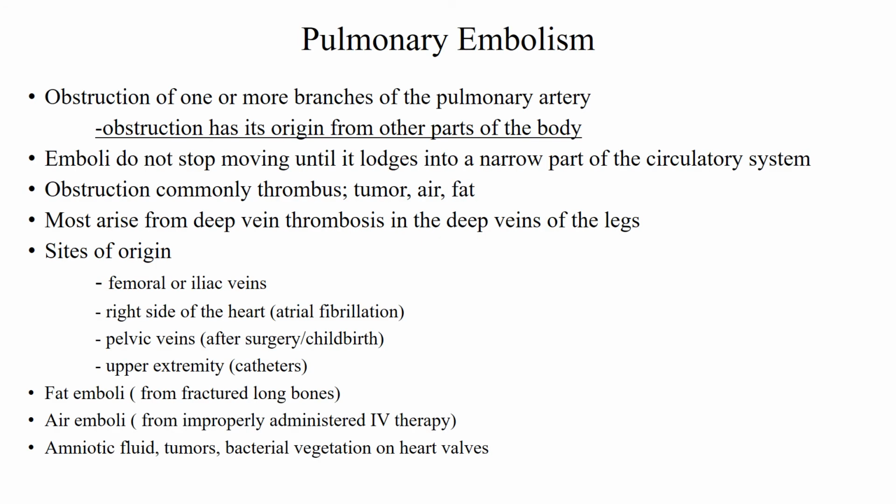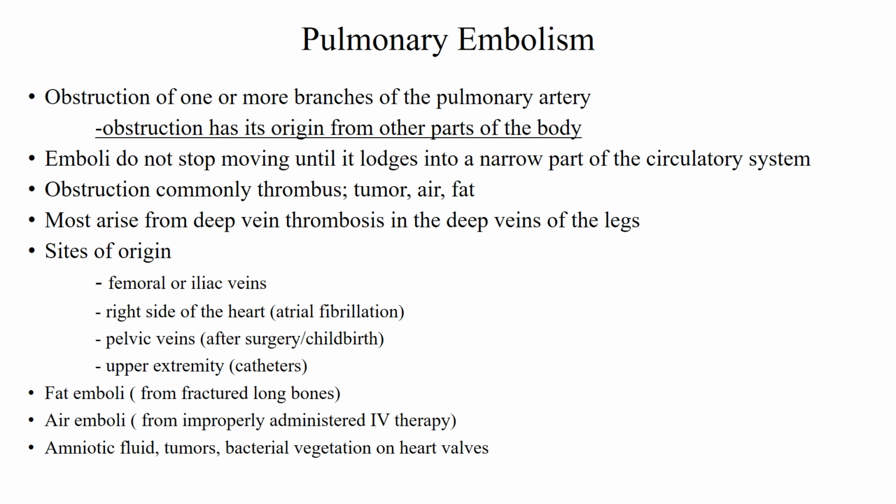So, pulmonary embolism is a condition wherein there is obstruction of one or more branches of the pulmonary artery. The obstruction, caused by a blood clot or a thrombus formation, has its origin from other parts of the body. Most commonly, the origin will be at the lower extremity. The blood clot in the lower extremity travels from the lower extremity to the pulmonary circulation, obstructing pulmonary circulation.